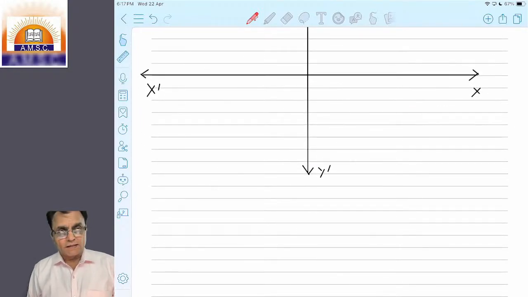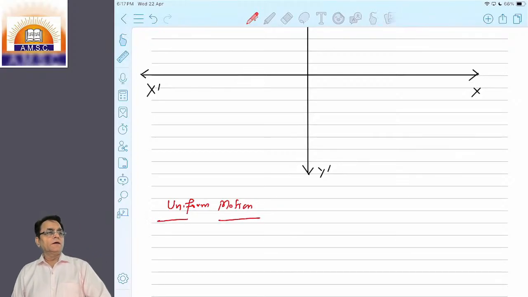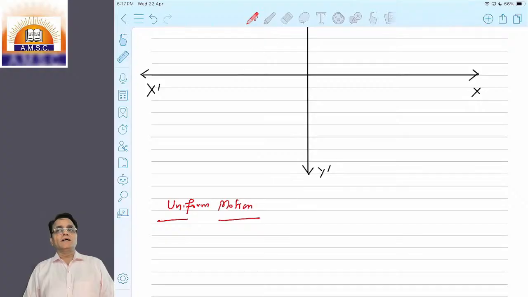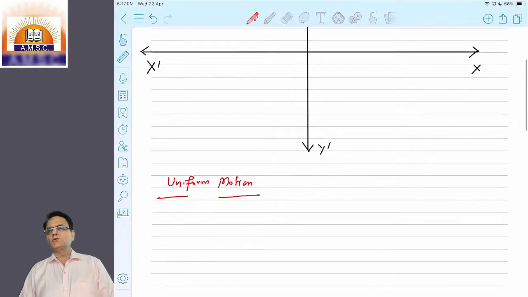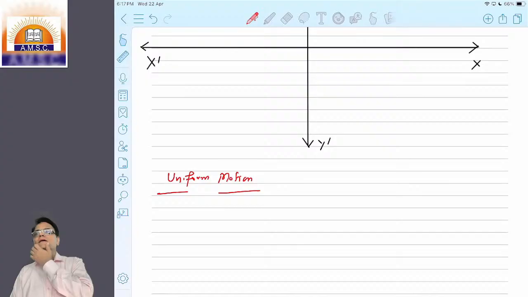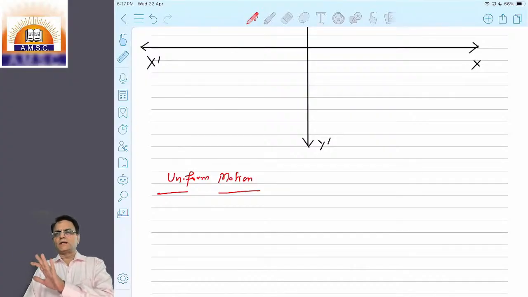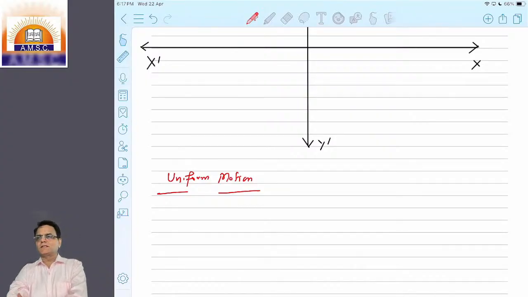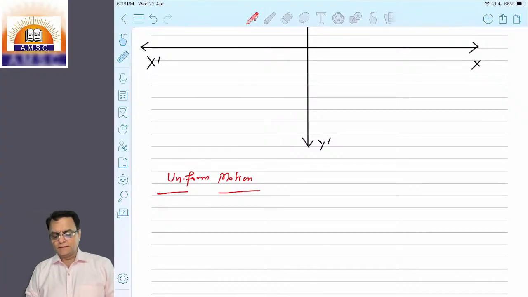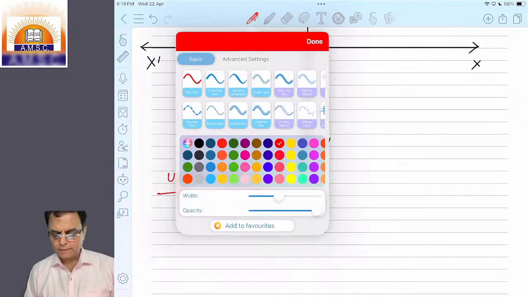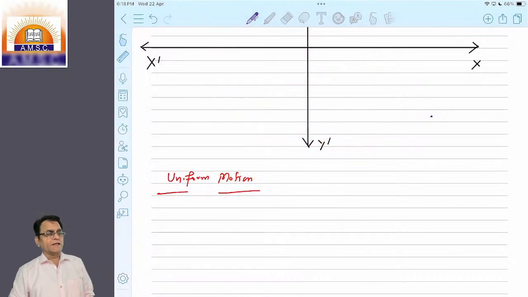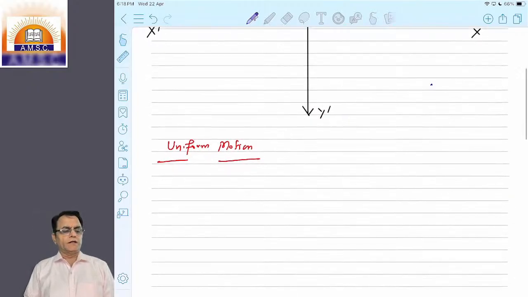So when we started the chapter, we came to know about uniform motion. What do you mean by uniform motion? An object is said to be moving with uniform motion when it covers equal distance in equal intervals of time. I think you should understand around 60 to 70% of the session. There is nothing to worry about. It covers equal distance in equal interval of time.